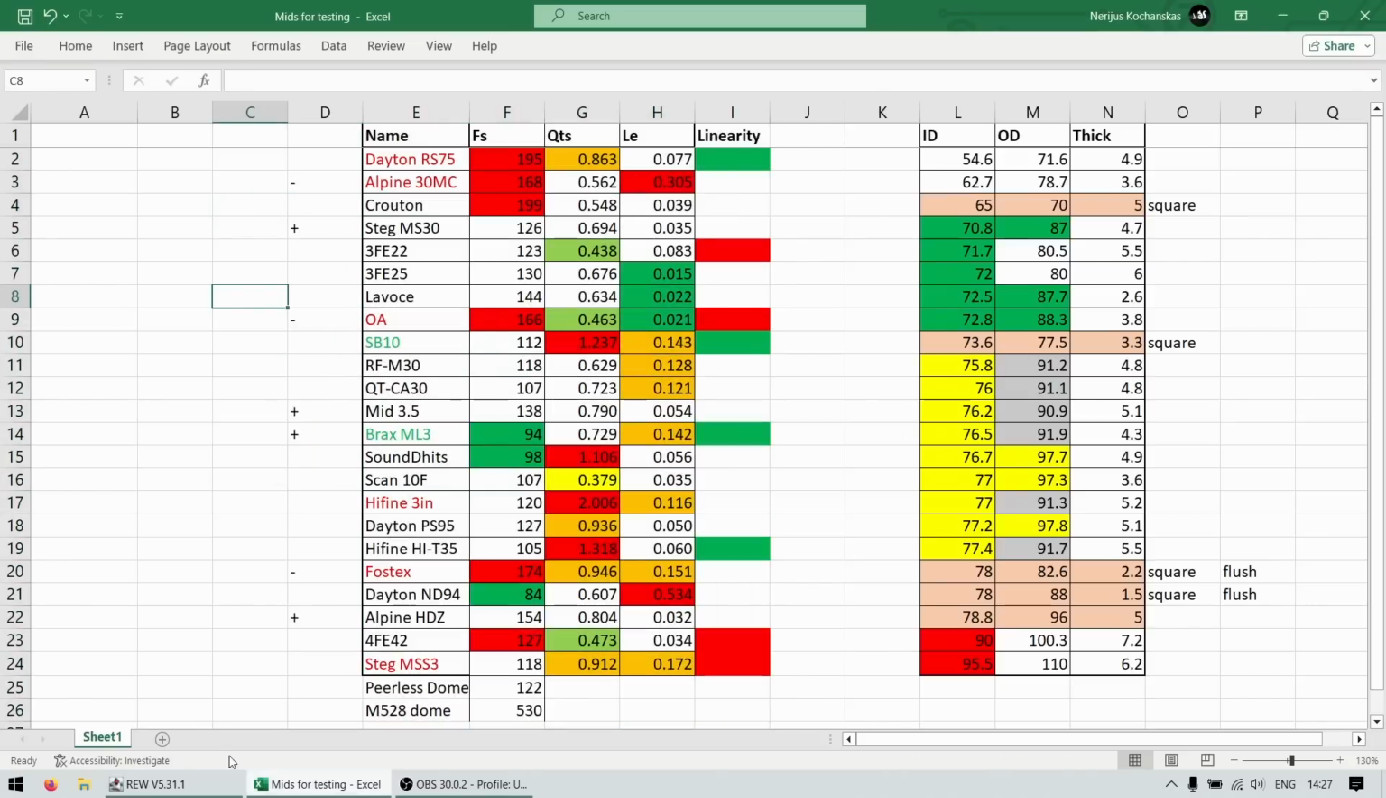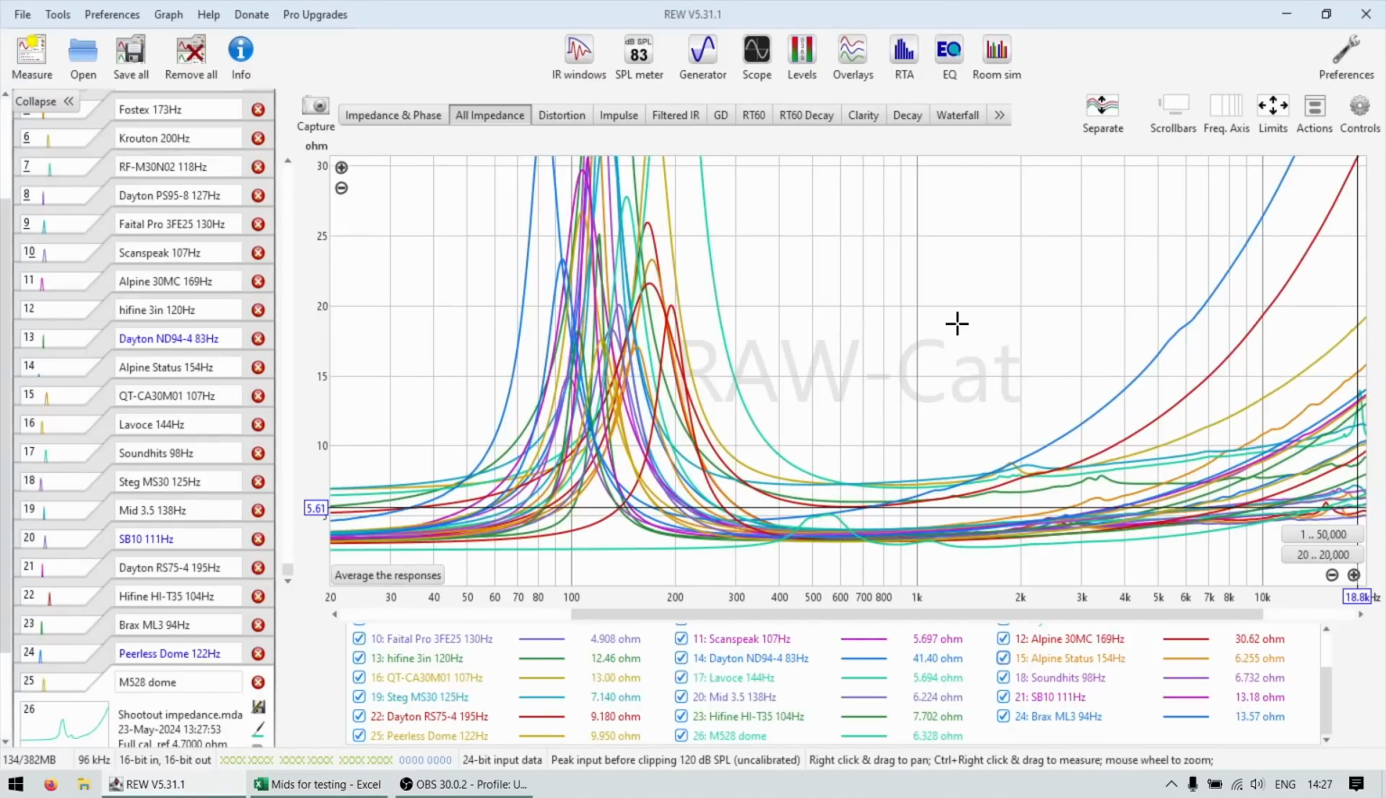So this is just the impedance graph. The next video is going to be the actual measurements. We're going to measure the frequency response, the distortion, and everything else.